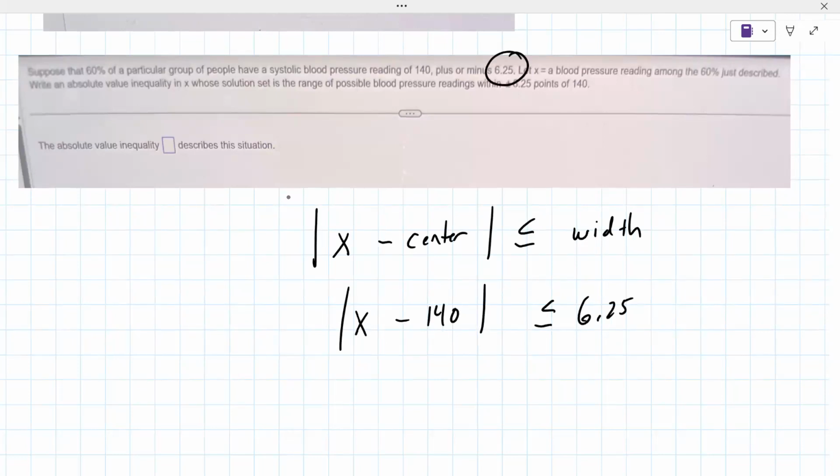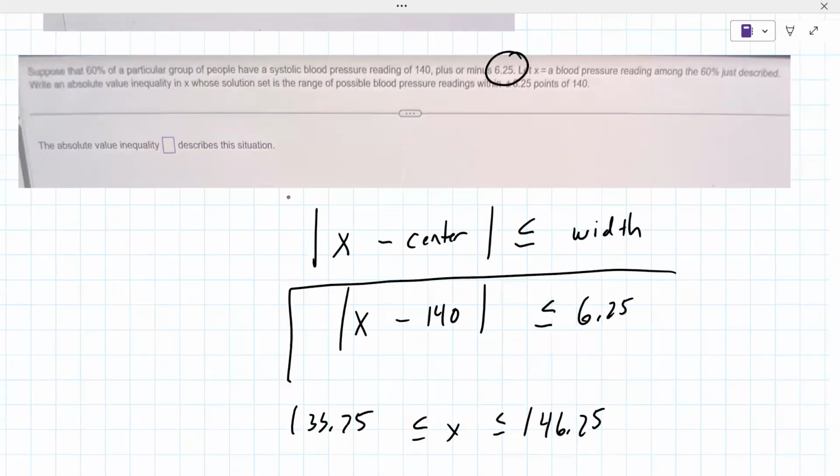This gives a solution of 133.75 to 146.25. So this is what they're looking for. And the formula there above is probably one they would have given you in class at some point to model the situation.